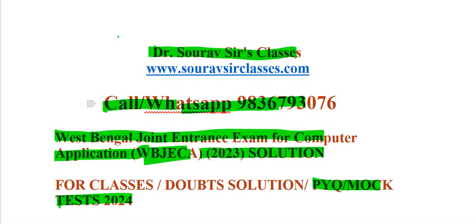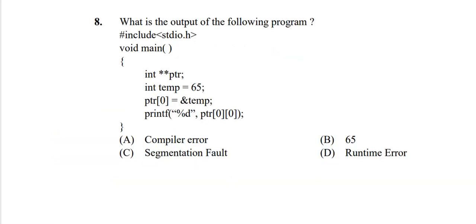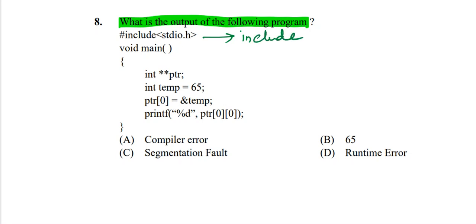Okay, let's start today's session. In this question, it asks what is the output of the following program. The first line is #include <stdio.h>, meaning including the standard input output header file. Okay, and it will start a void main function.